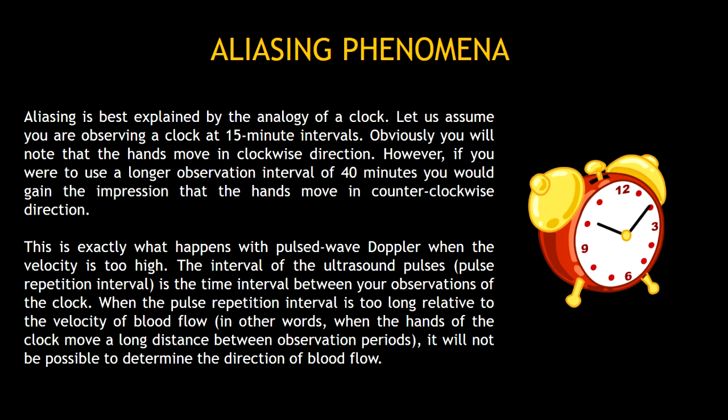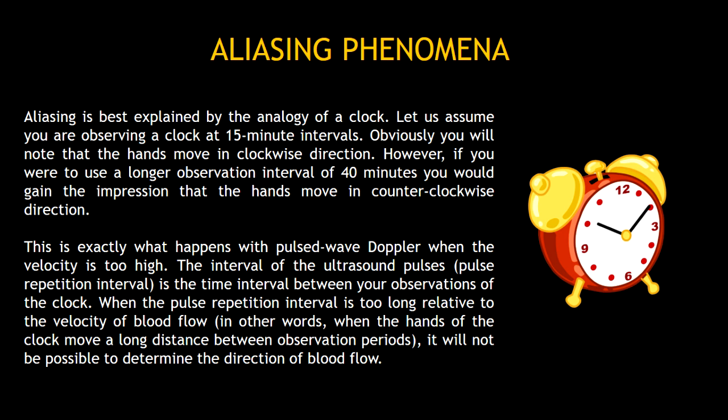Aliasing phenomena. Aliasing is best explained by the analogy of a clock. Let us assume that you are observing a clock at 15-minute intervals. Obviously, you will note that the hands move in clockwise direction. However, if you were to use a longer observation interval of 40 minutes, you will gain the impression that the hands move in counterclockwise direction.